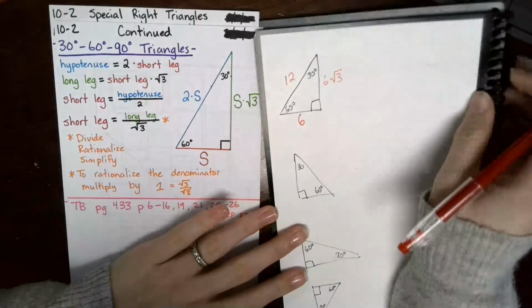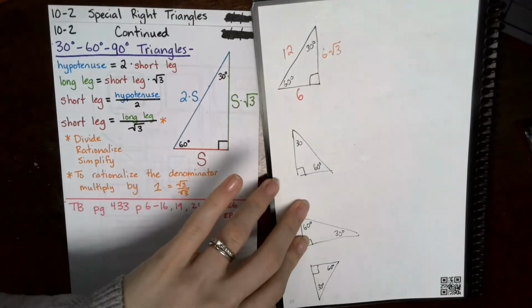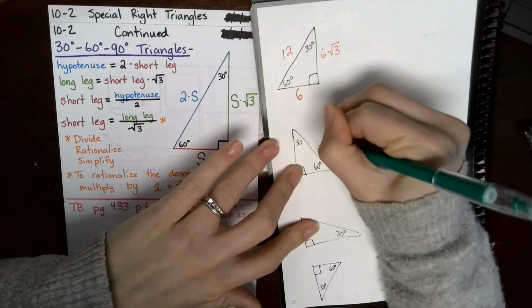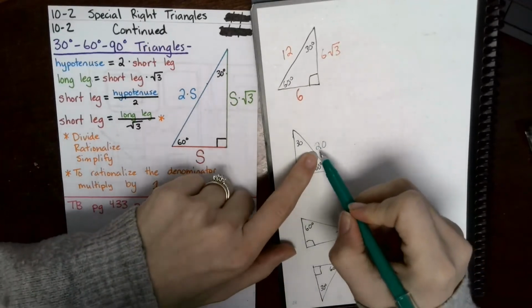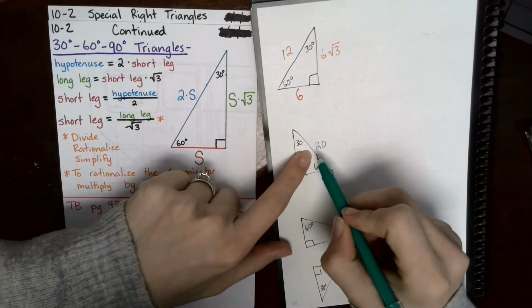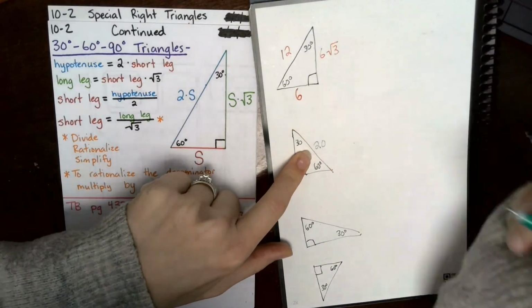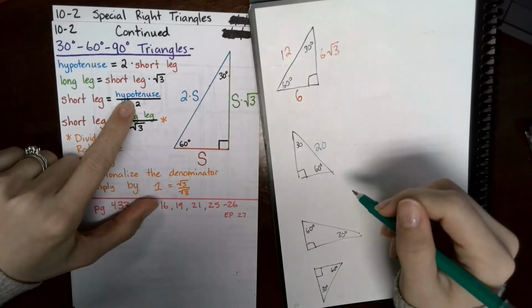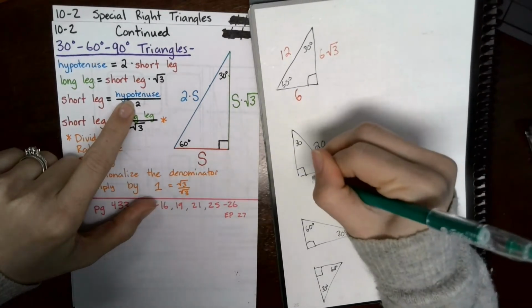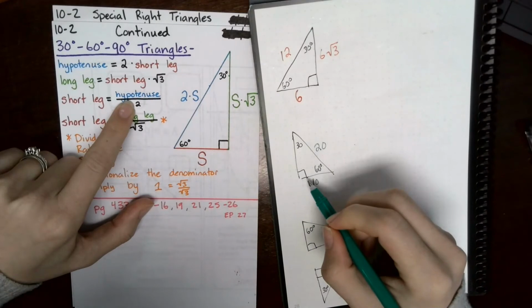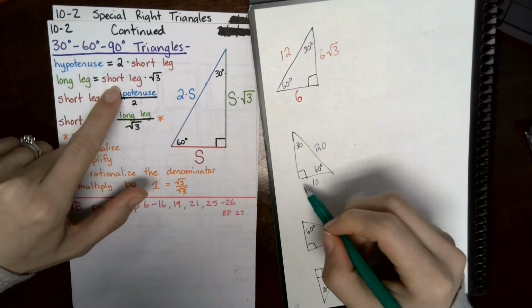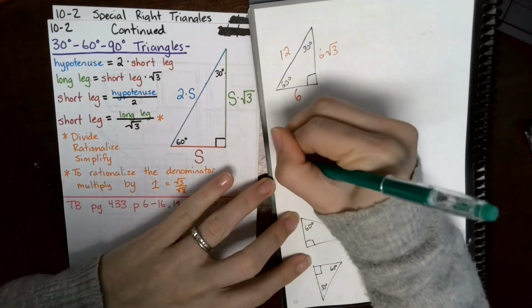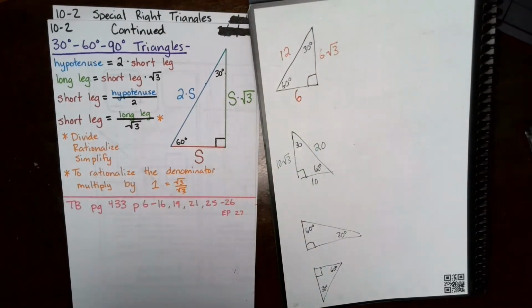For example, if we were given the hypotenuse first instead of the short leg, we shouldn't try to go from the hypotenuse to the long leg. We should first find the short leg. So I made my hypotenuse 20, okay? So then I should find my short leg. My short leg is just the hypotenuse divided by 2. So 20 divided by 2 is 10. So now that I know my short leg, I know that my long leg is just my short leg times the square root of 3. So 10 square root of 3. Pretty simple there, okay? But what if we were given the long leg?